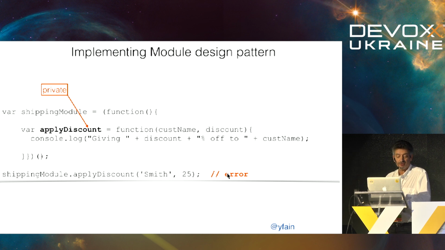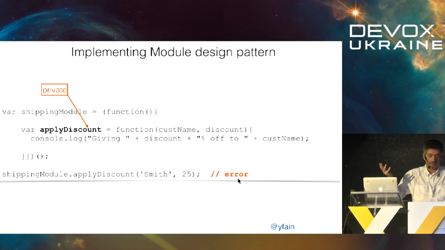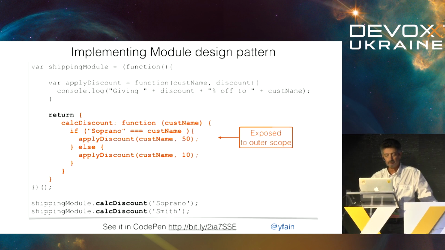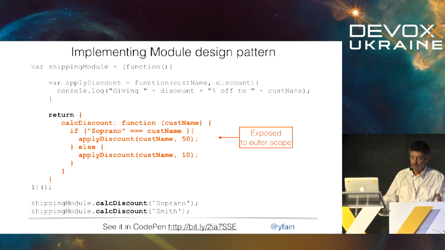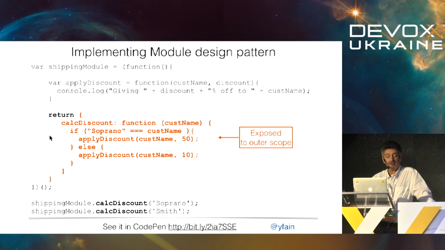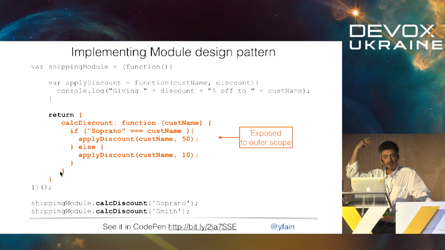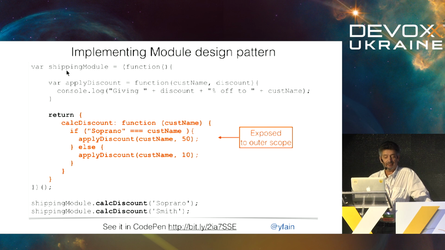Look at this. If I try to do something like shippingModule.applyDiscount, I'm going to get an error. It'll say, I don't know what you're talking about. I don't see applyDiscount. I didn't expose it. So what I could do, if I say return and something, whatever I return will be visible from outside. See, again, I have this shipping module with IIFE. I still have this applyDiscount, which is not visible from outside. I can use it inside, but not from outside.